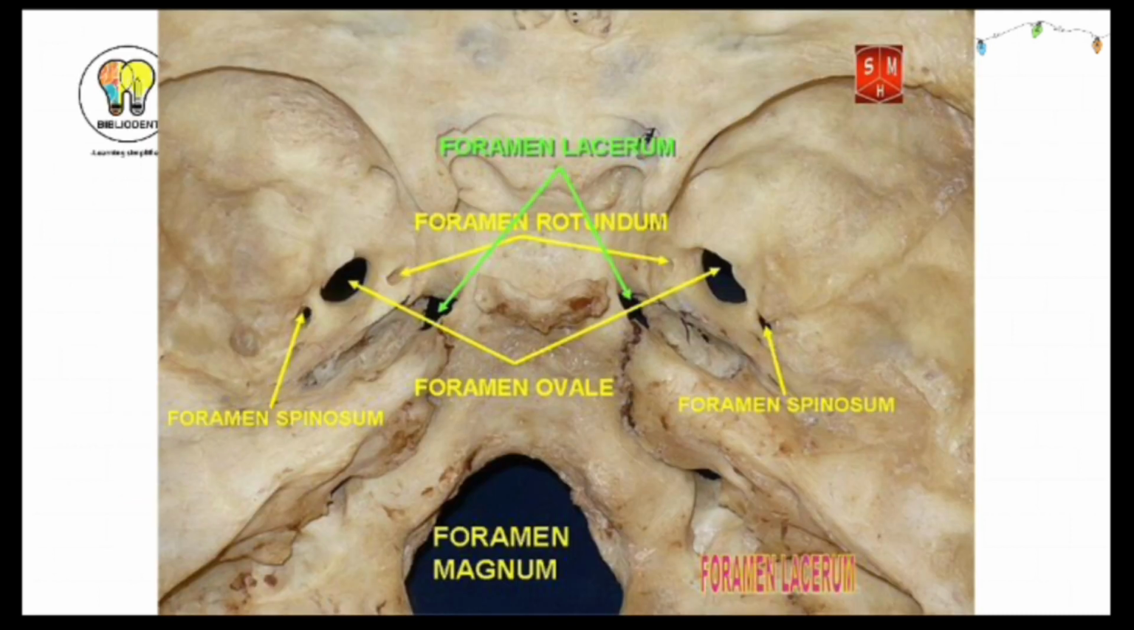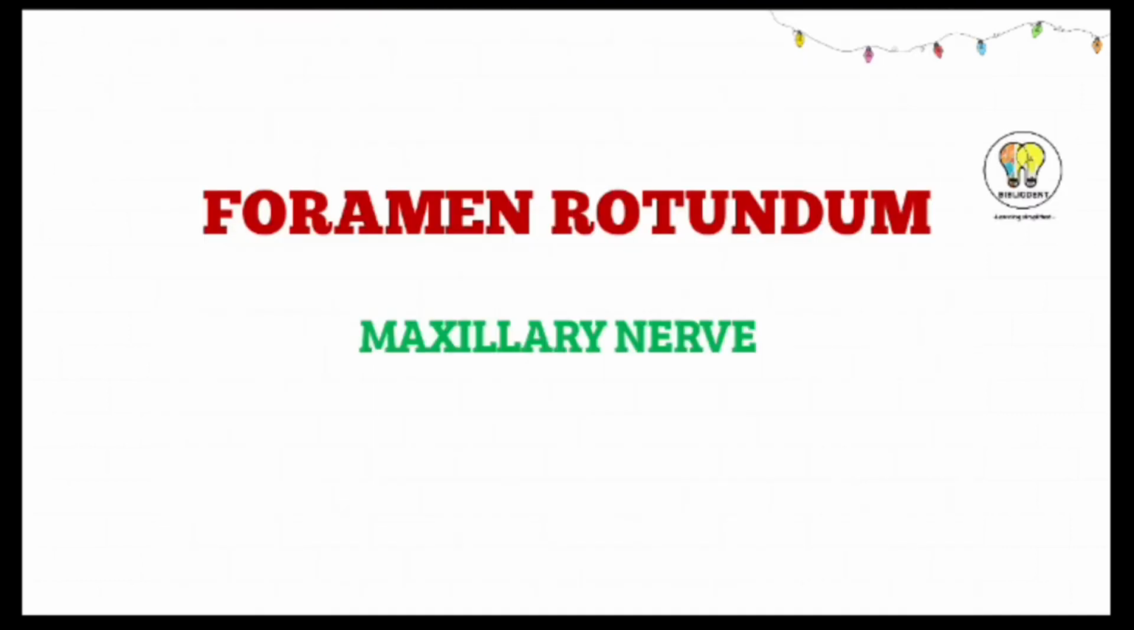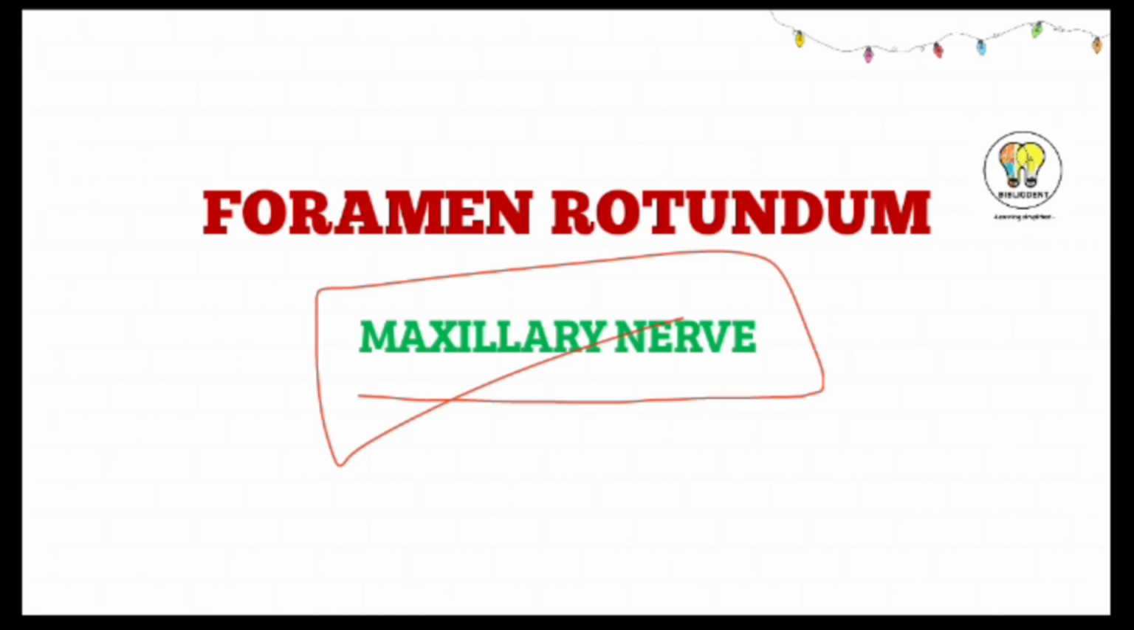You should know the position of Foramen Ovale. In this picture, you can see Foramen Ovale here. Foramen rotundum. Medial to Foramen Ovale, you can see a small round structure, that is Foramen rotundum. You can only see this through the interior aspect of the base of skull, not in the norma basalis. The only structure which passes through Foramen rotundum is your maxillary nerve. So it should be easy.